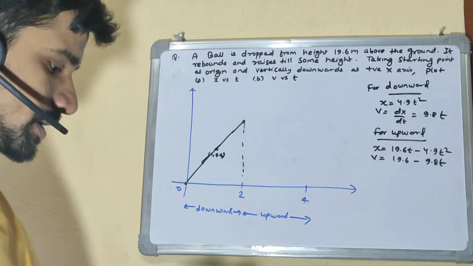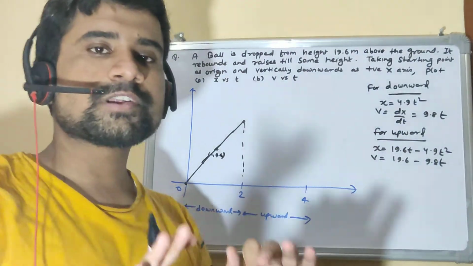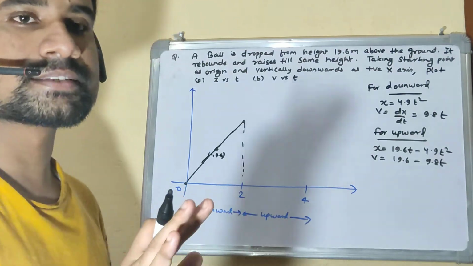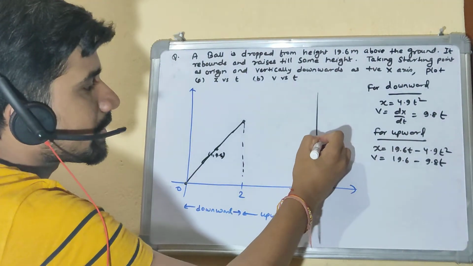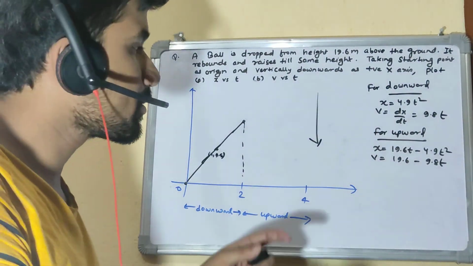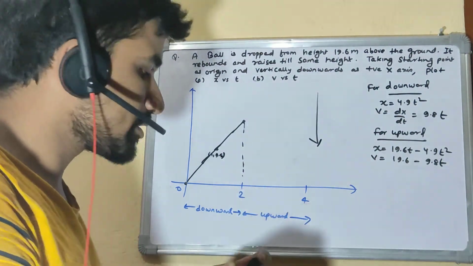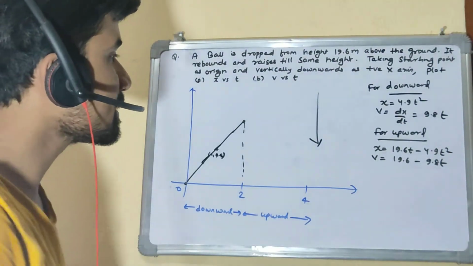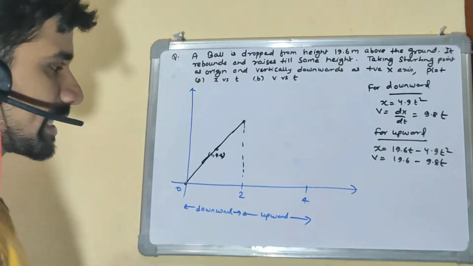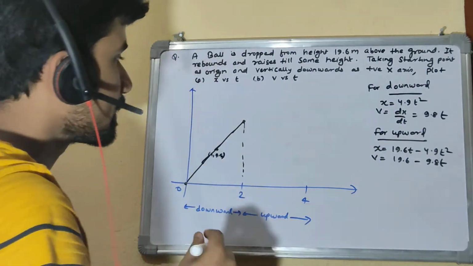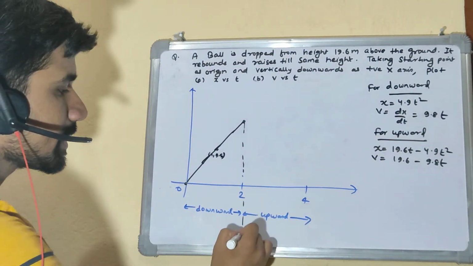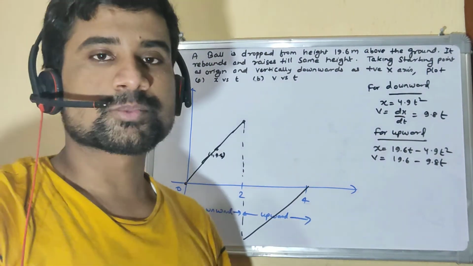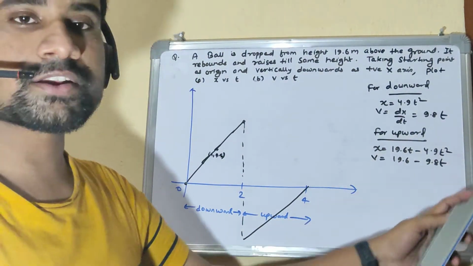What about upward motion? For upward motion, my velocity will be negative, because I'm going in the negative x direction. This was my positive x, which is my downward motion. My upward motion will be against this, hence it will be negative. This will look exactly like this, but on the negative side, the negative x. This will be my upward motion curve, and you can also place the values here and find it out.